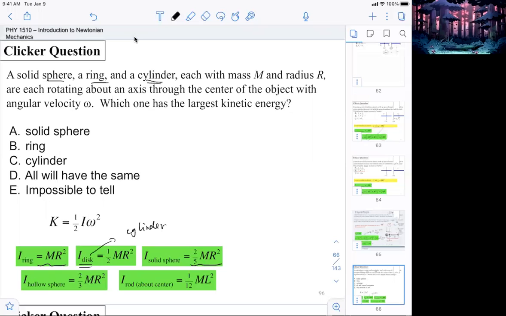They all have the same mass, same radius, and they are also rotating relative to their own center of mass with angular velocity omega. So which one has the largest kinetic energy? Kinetic energy for rotation is 1/2 I omega squared, as opposed to kinetic energy for translational motion, which is 1/2 m v squared. We find the rotational counterpart by changing m to I, and changing v to omega. This is translational, this is rotational. All right, so which one do you think has the largest kinetic energy?